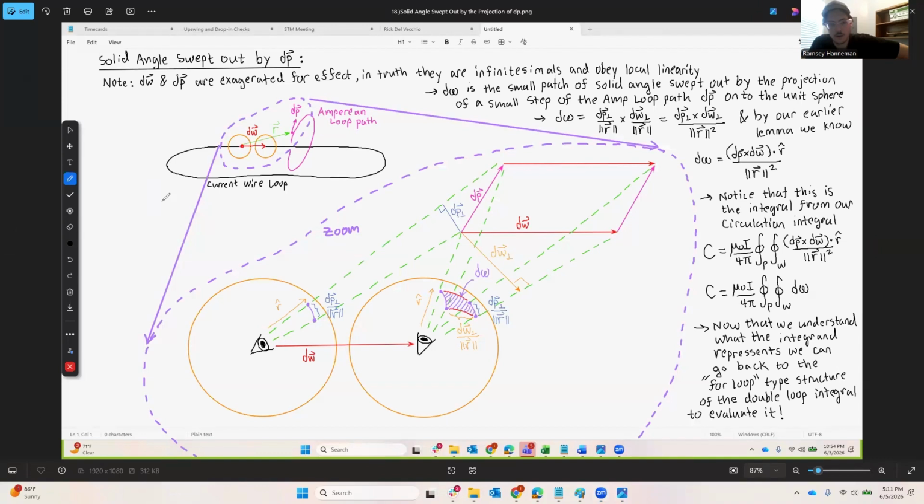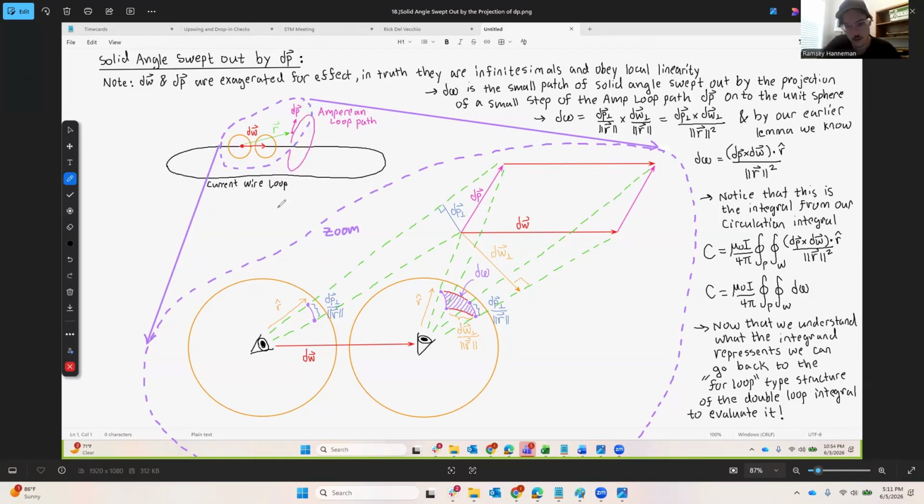Cool. So now we finally get back to the problem. I have to keep noting it: dW and dP are exaggerated for effect. In truth, they're infinitesimals and obey local linearity, so those small angle approximations work. Okay, so here's a drawing of a current wire and the amp loop path.